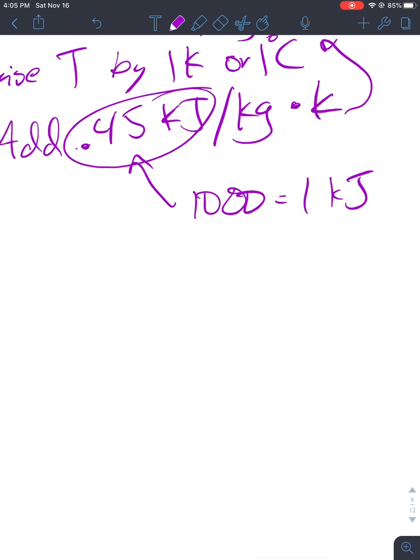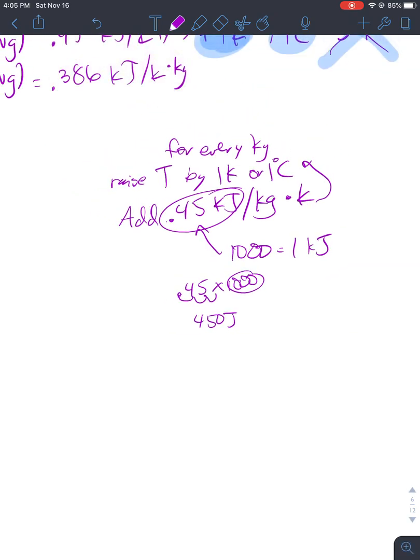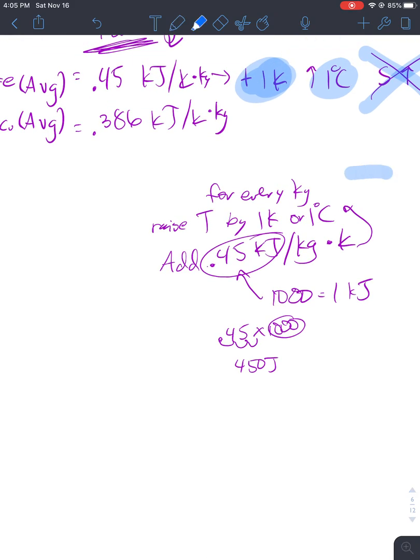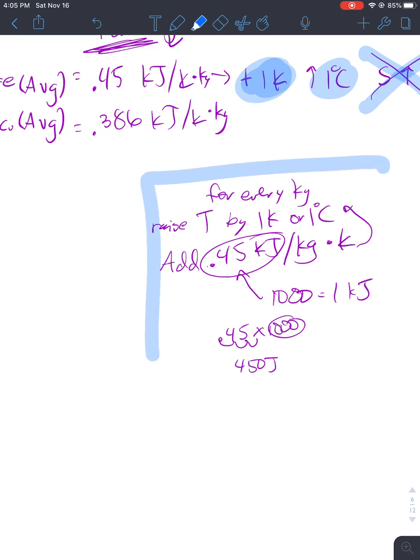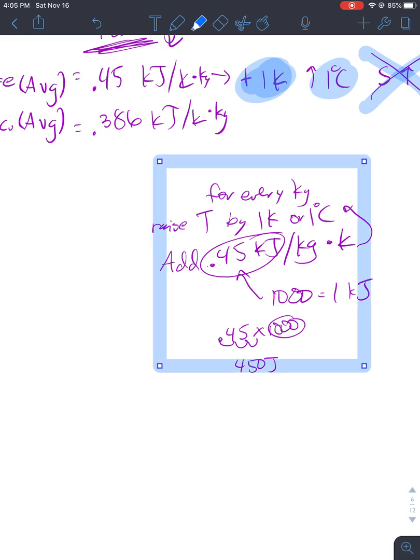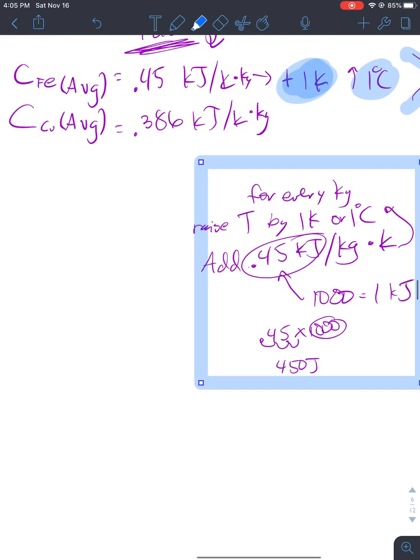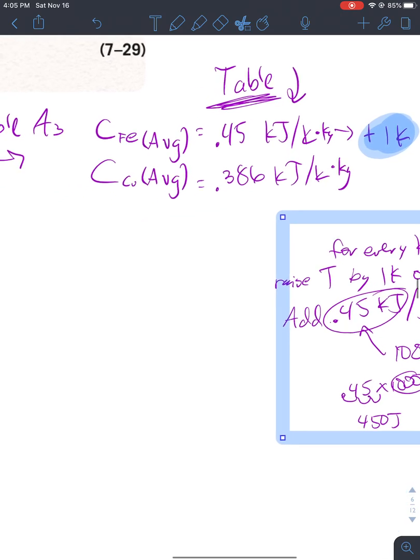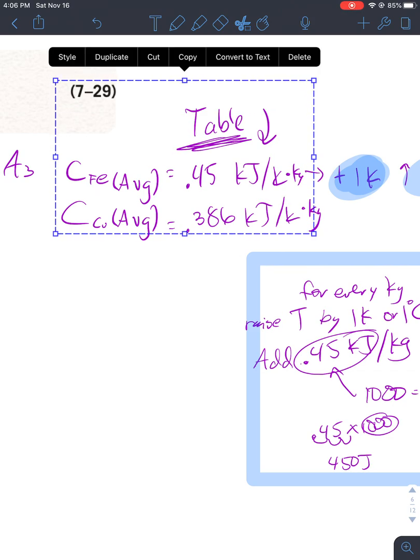So multiply that by 1,000. 0.45 times 1,000. Just add 3 zeros. 1, 2, 3. So 450 joules. Hooray. Put that in a box. Don't really need that. And that's not a box. There's a box. It's actual square. Great. Whatever. All right, so let's look at the table. Here's the table. Copy.